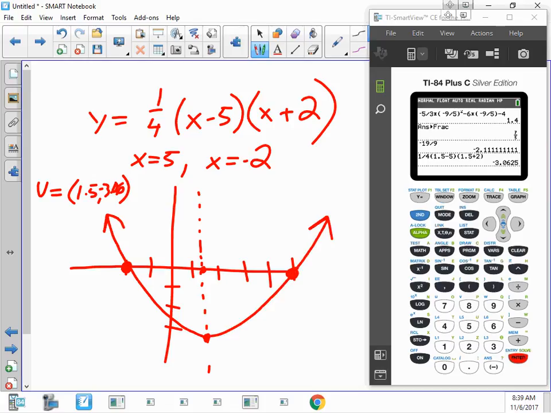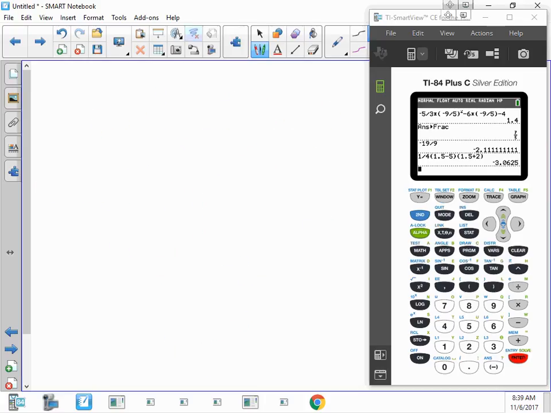Does that make sense? So you use the roots to figure out the axis of symmetry. You plug in the axis of symmetry to find the y value, and then you can graph. Okay? But most of the time, the parabola is not going to be given in root form. It's going to be in standard form.